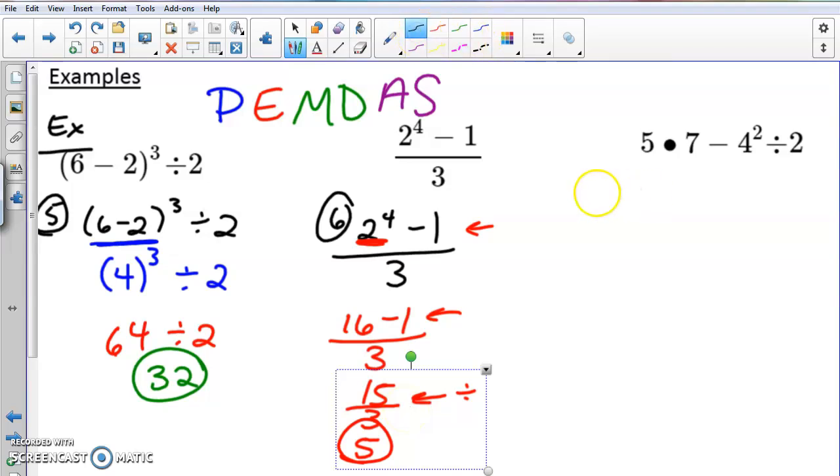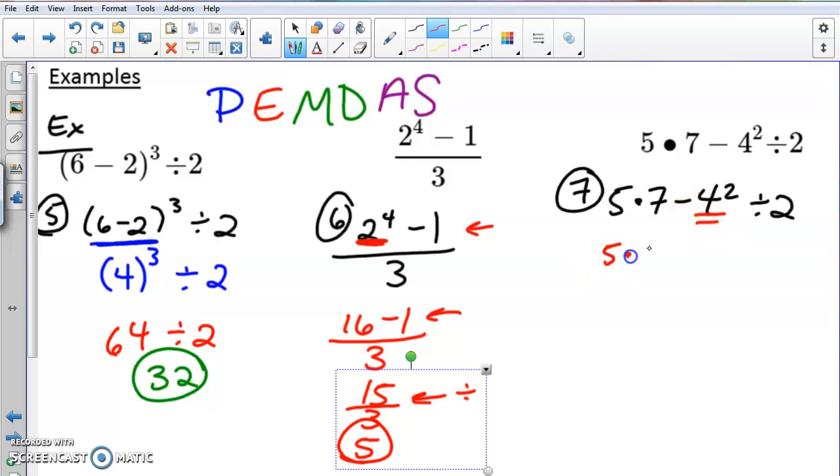Now, our next one is example 7, and it's 5 times 7 minus 4 squared divided by 2. So once again, the first step is to check for parentheses and grouping symbols. This one doesn't have any. So now we're going to go on to E for exponents. We have an exponent here, 4 squared, so 5 times 7 minus 4 squared is 16, divided by 2. Alright, so exponents are taken care of.